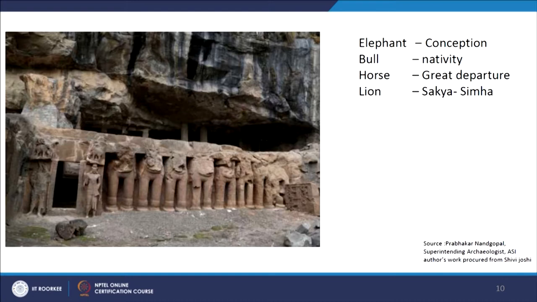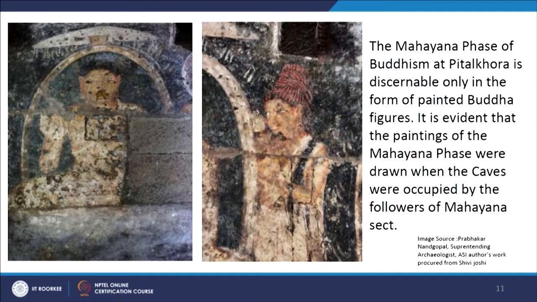where at that time the elephant refers to the conception, the bull refers to the nativity, the horse refers to the great departure, and the lion refers to Sakya Simha. So there are different meanings associated with these symbolic expressions. In Buddhism, one of the important phases is the Mahayana phase at Pitalkhora.